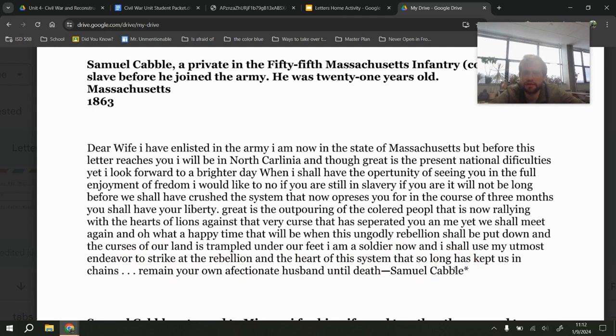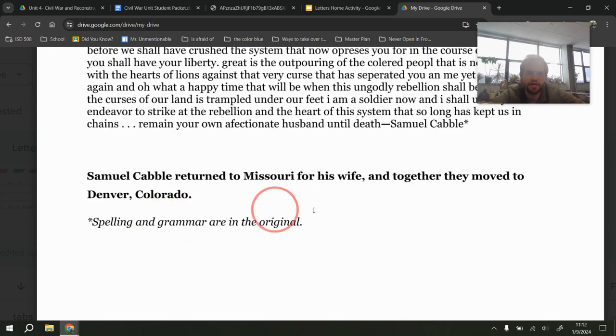This asterisk tells me I might scroll down. Spelling and grammar are in the original. And it tells me at the end of the war, Samuel Cable survives. He goes back to Missouri for his wife, and together they move to Denver, Colorado. So, a positive ending there.